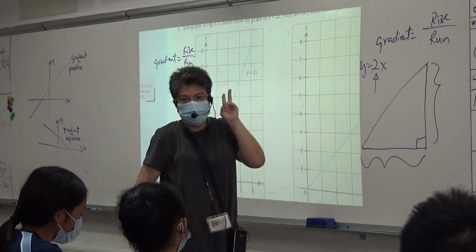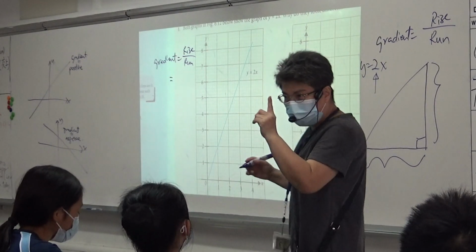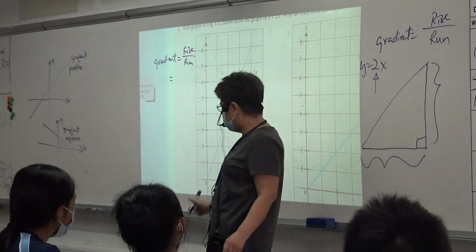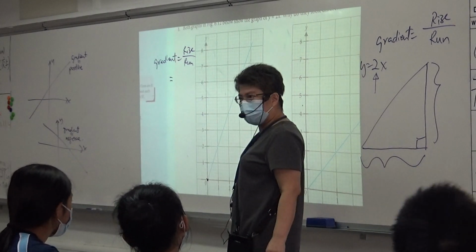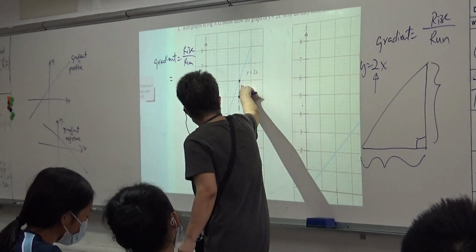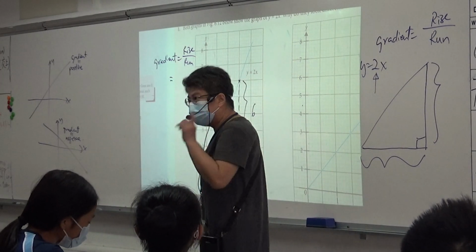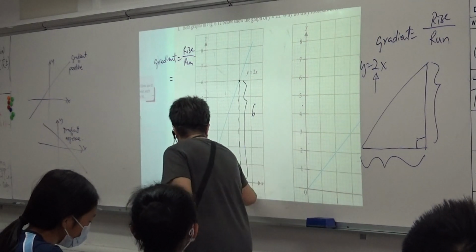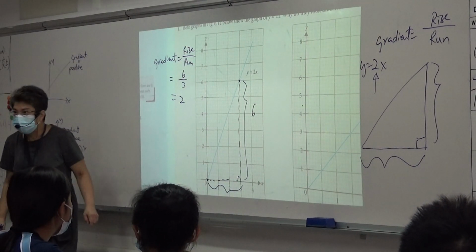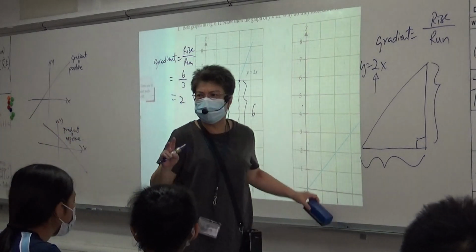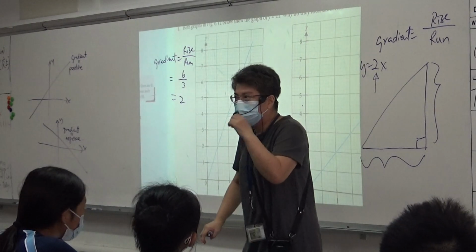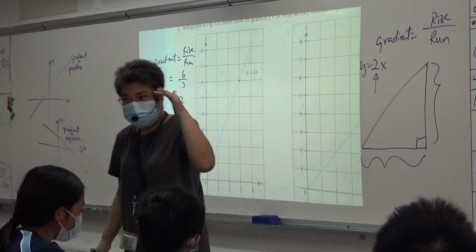Now, I will choose 2 convenient points on the line. What will you look at what? I can choose this point, right? Because why? I can read the coordinates easily. I can also choose this point, right? I can read the coordinates easily. Same, right? Correct. Even parallel lines have the same gradient.